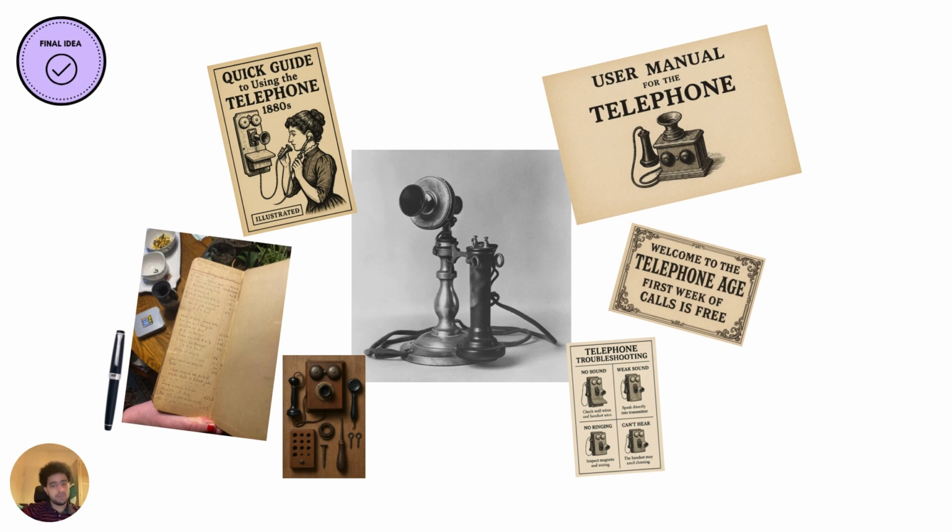Of course, we have the telephone itself. We have the user manual on the top right. On the top left, we have a quick guide, which is a small version of the user manual that is just using illustration, no text. It just shows through drawings how to set up the phone and use it for the first time. And this is also here in the middle on the right.